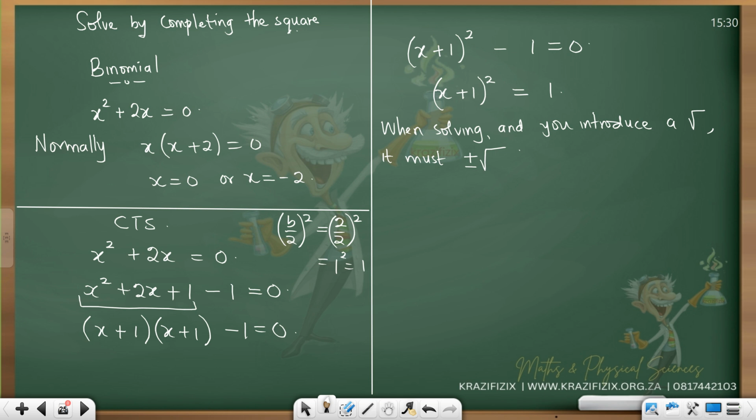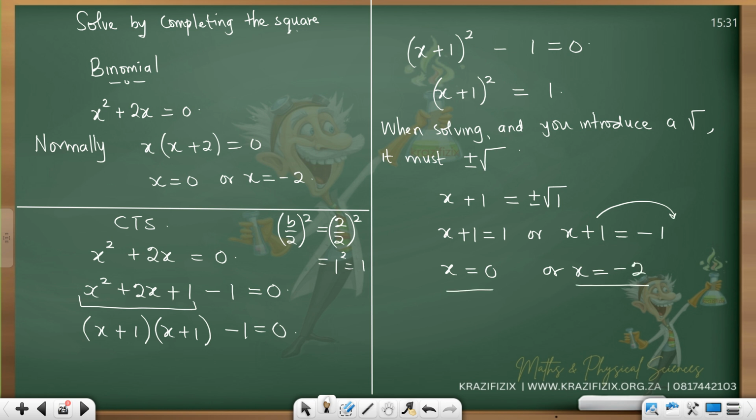So I will then say x plus 1 equals to, I'm finding the square root of both sides, but I'll have to say square root, please, plus or minus. So find the square root of both sides. I have to introduce the plus or minus 1. It means x plus 1 equals to 1, or x plus 1 equals to negative 1. What are we going to have here? 1 minus 1, 0, or negative 1 minus 1 would give us what? Negative 2.